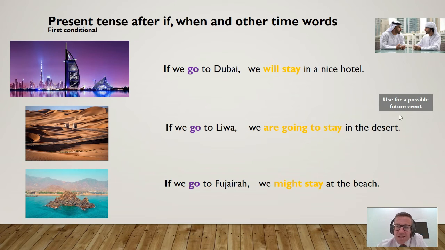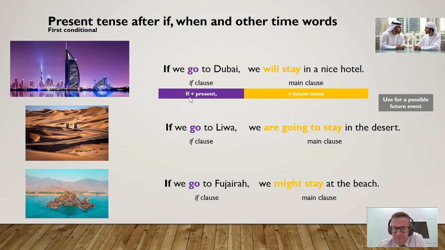We have if clause, which is the if part of the sentence, and we have main clause, which is using the future. Same in all three sentences. If is with present, if we go, not if we will go to Dubai. If we go to Dubai, future tense, we will stay in a nice hotel. Notice that I put a comma between the first clause, the first part of the sentence, and the second part of the sentence. If we go to Dubai, comma, we will stay in a nice hotel.